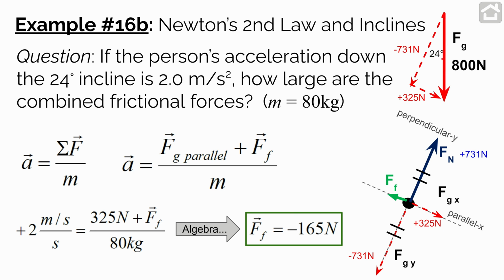Remember, the angle of the incline is the same angle between gravity and the y component. If you actually solve for the opposite side of that right triangle to figure out how much of gravity is in the x or parallel direction, it'd be 325 newtons. And they'd say the acceleration was some value, so you'd plug in acceleration of 2 meters per second squared, and you plug in the mass that was given, 80 kilograms, and then you just have an equation with one unknown, and you could solve for the size and direction of the frictional force. So if you solve this algebraically, if you had these specific values, the force of friction is equal to negative 165 newtons.